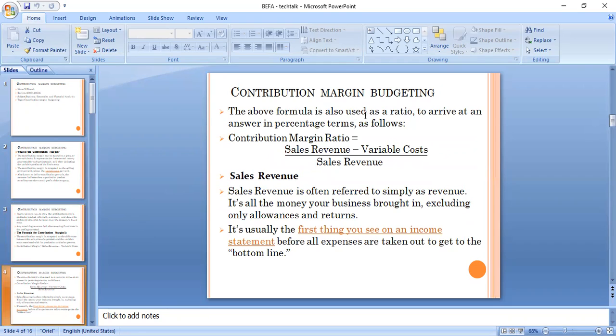The above formula is also used as a ratio to arrive at an answer in percentage terms as follows. Contribution margin ratio equals sales revenue minus variable cost, divided by sales revenue. Sales revenue is often referred to simply as revenue. It's all the money your business brought in, excluding only allowances and returns. It's usually the first thing you see on an income statement, before all expenses are taken out to get to the bottom line.